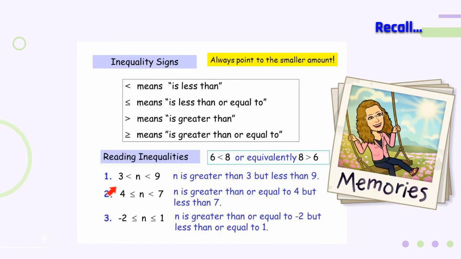So this one, number 1, is 3 is less than n, which is less than 9. So n is greater than 3, but less than 9. 4 less than or equal to n, less than 7: n is greater than or equal to 4, but less than 7. Negative 2 is less than or equal to n, less than or equal to 1. So n is greater than or equal to negative 2, but is less than or equal to 1.